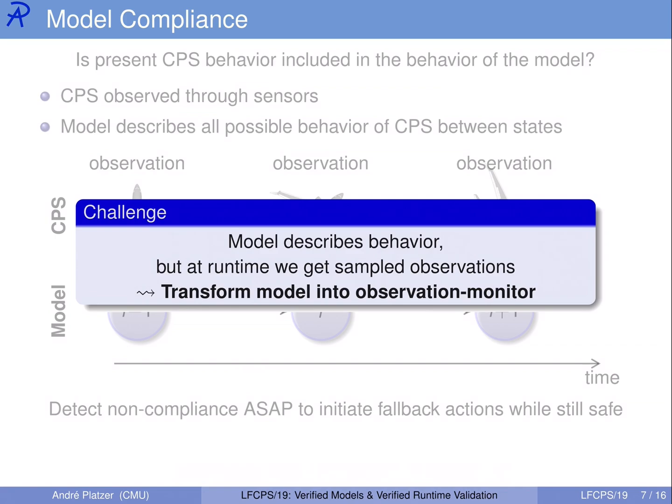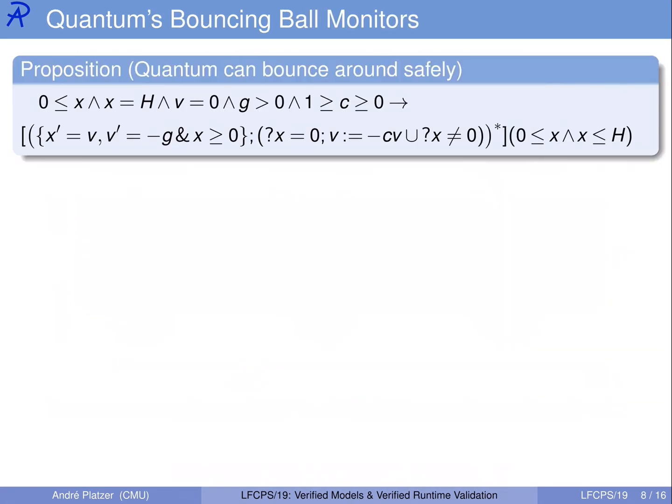So the model describes the behavior, but at runtime we only get sampled observations from the system. So we need to transform the model into an observation monitor. Let's do so by looking back at our familiar bouncing ball model for Quantum the bouncing ball, who proved that he can bounce around safely. There's this model from lecture 7. So if you want to monitor this model, there are multiple parts to it, differential equation and control. Let's first only worry about the control and monitor the control behavior.